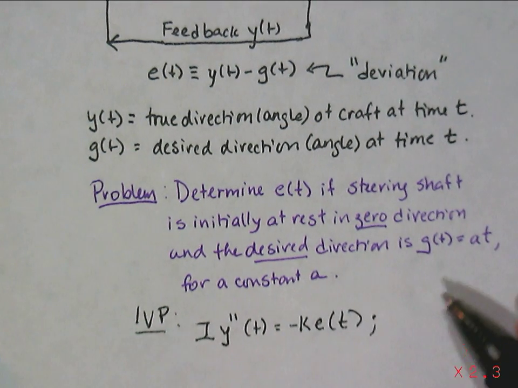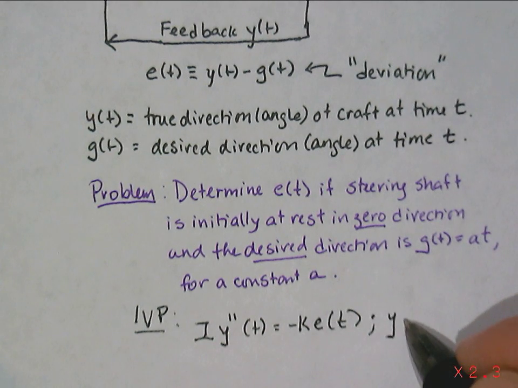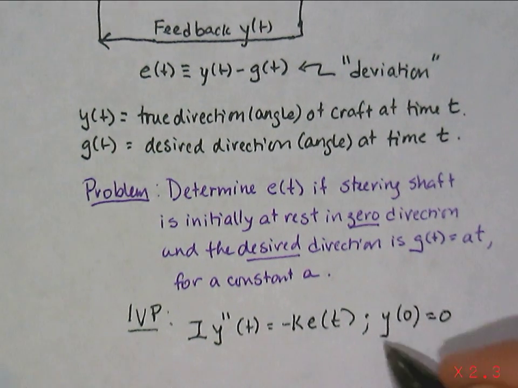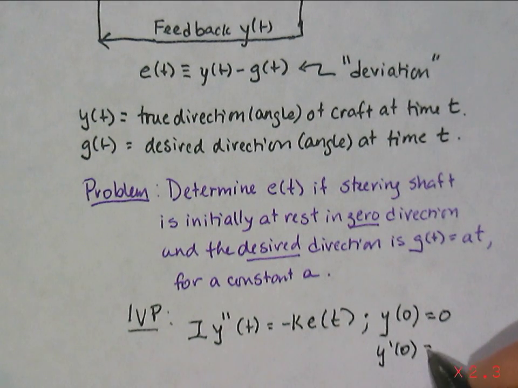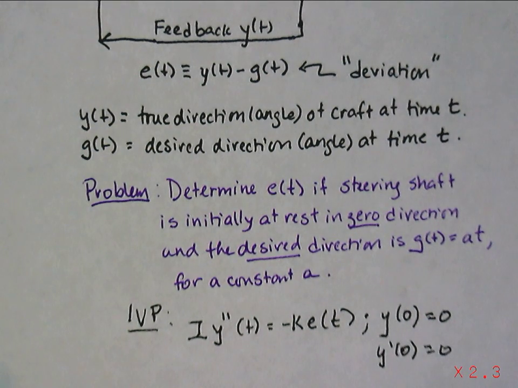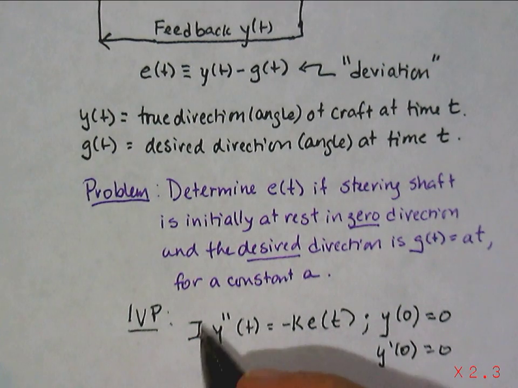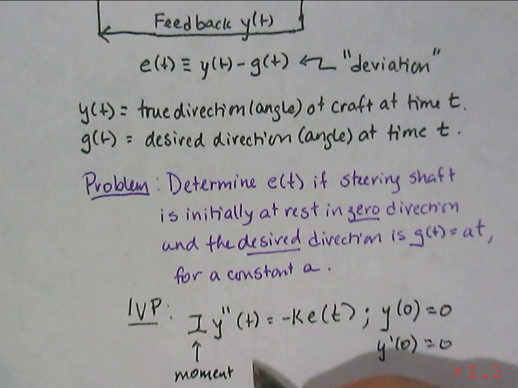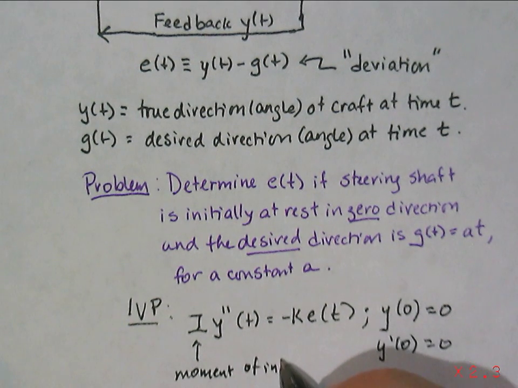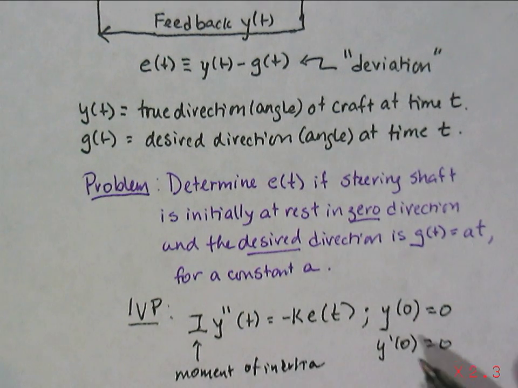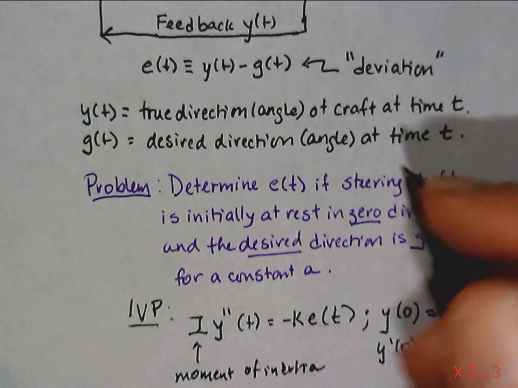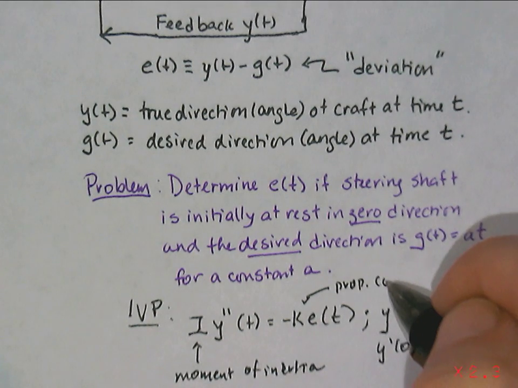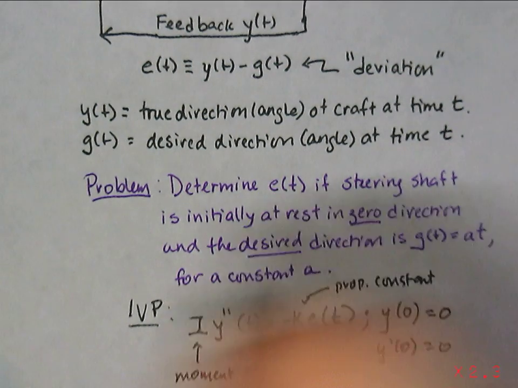The initial conditions, what we were given: the steering shaft is initially at rest, so y of 0 is equal to 0, as well as the derivative at 0. So those are our initial conditions. Again, I here is the moment of inertia of the steering shaft. K is a proportionality constant. So those are just real numbers.